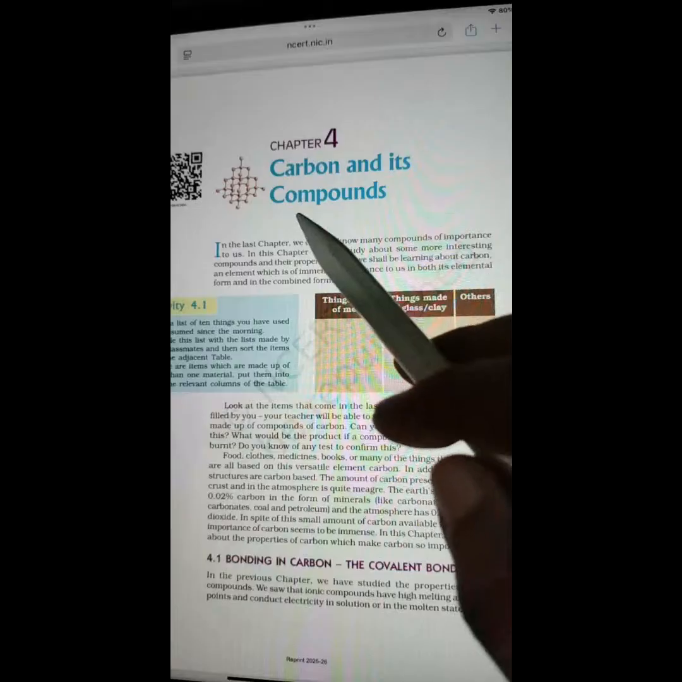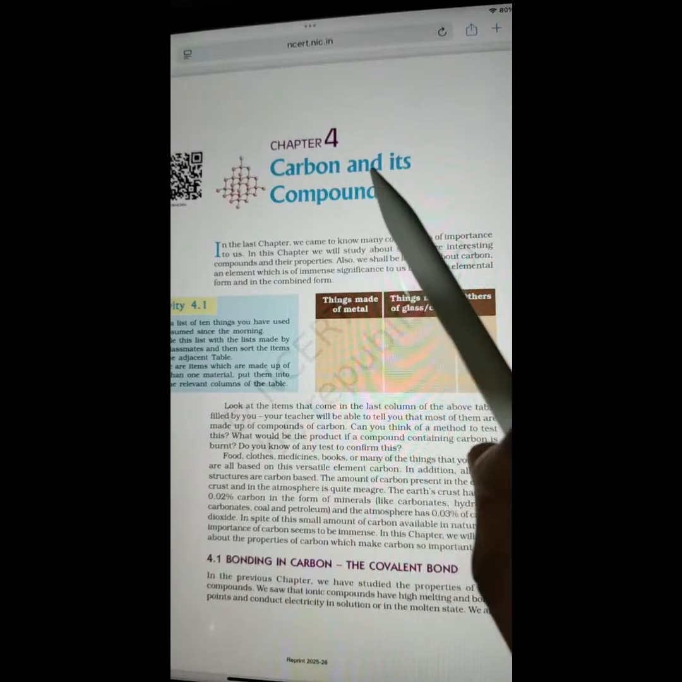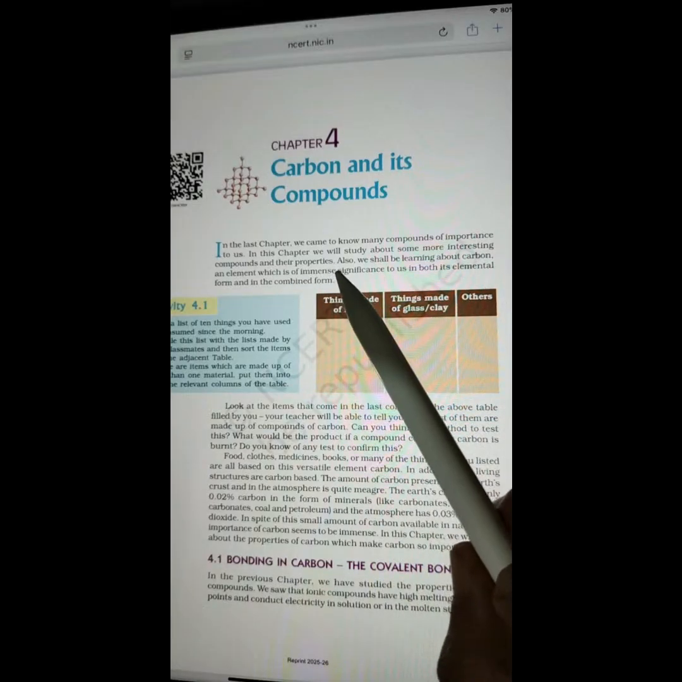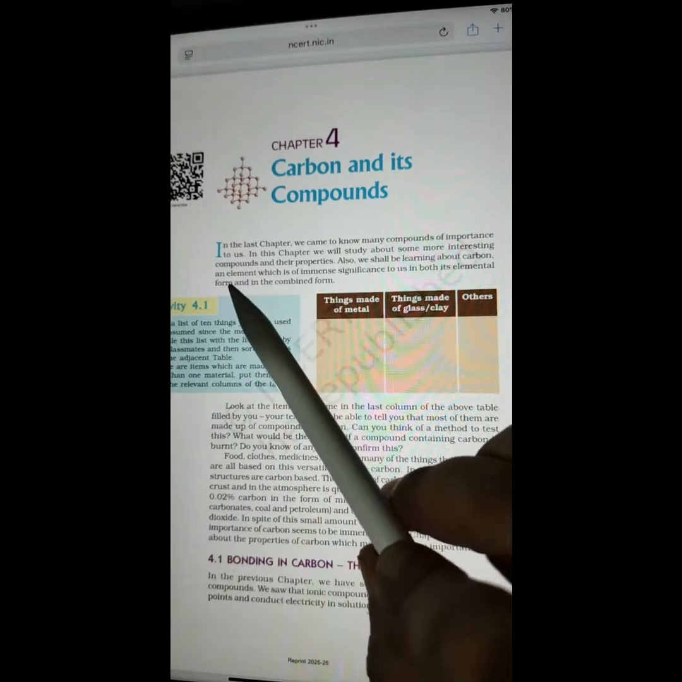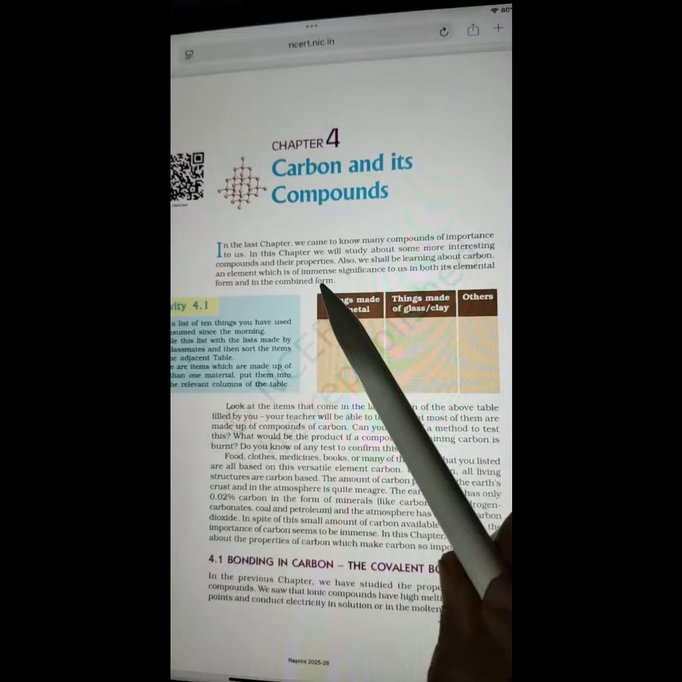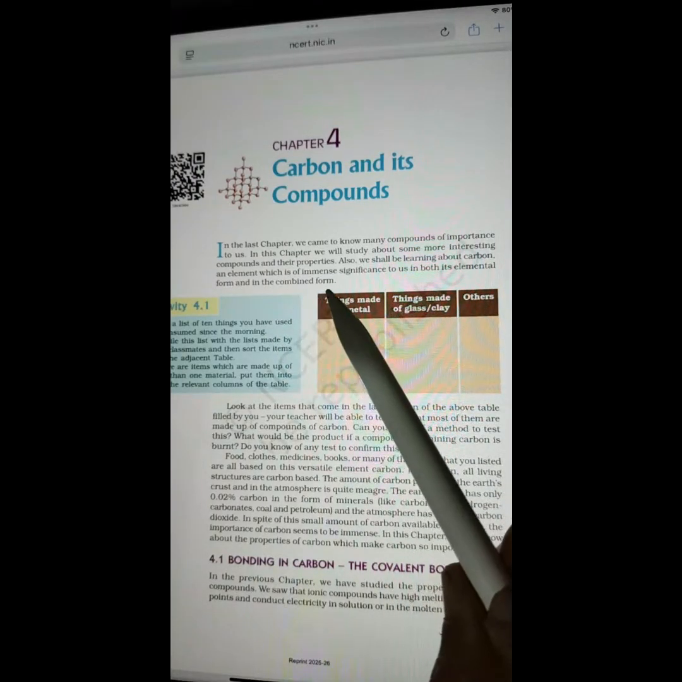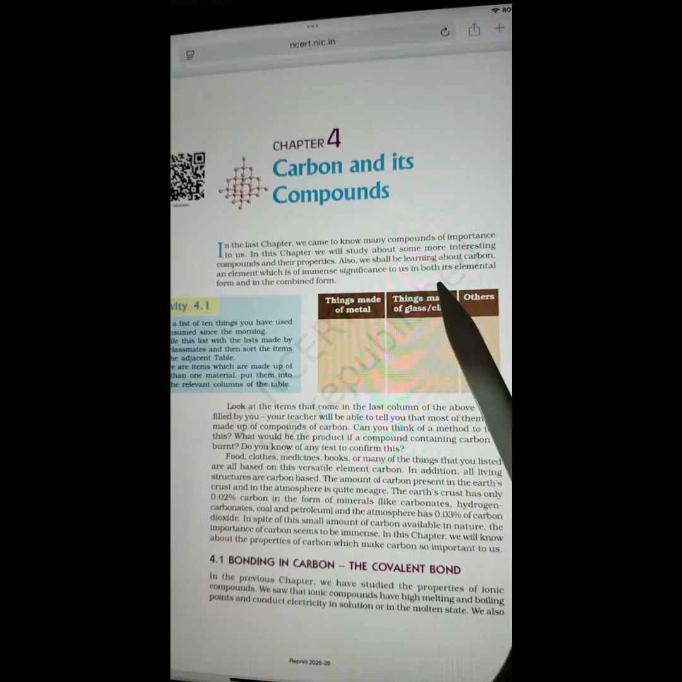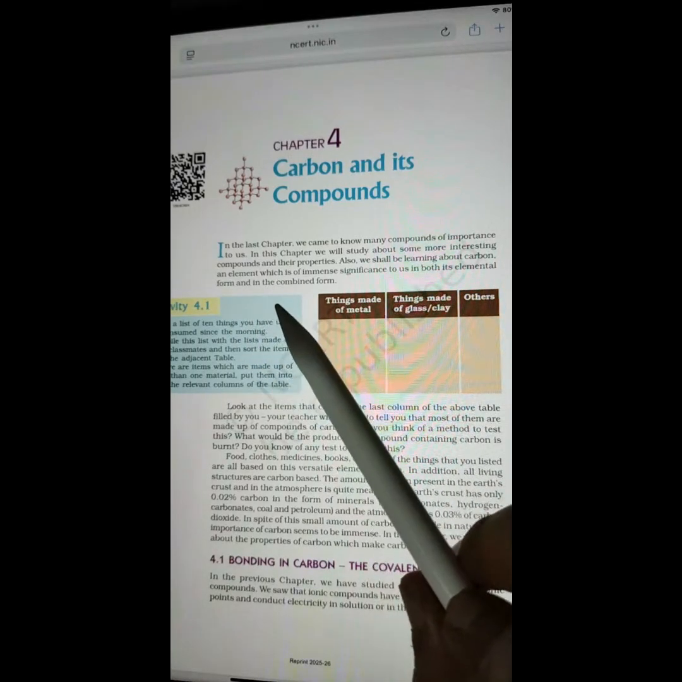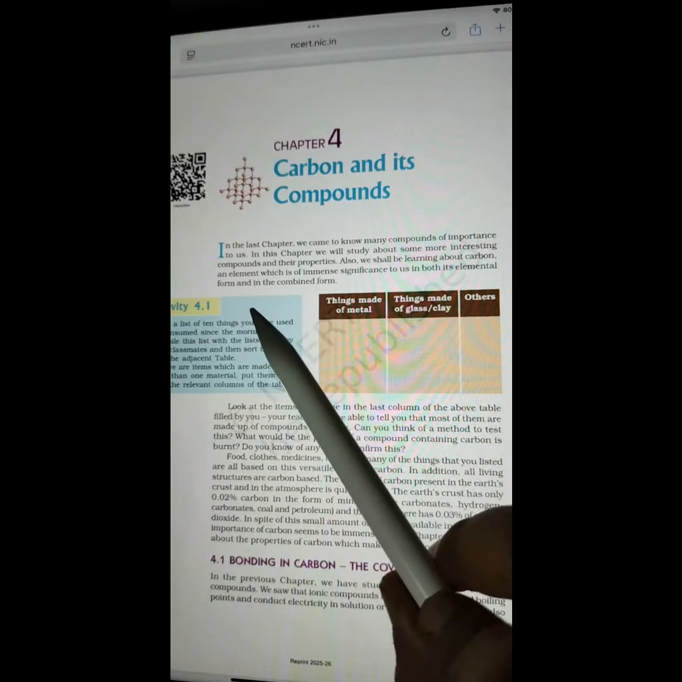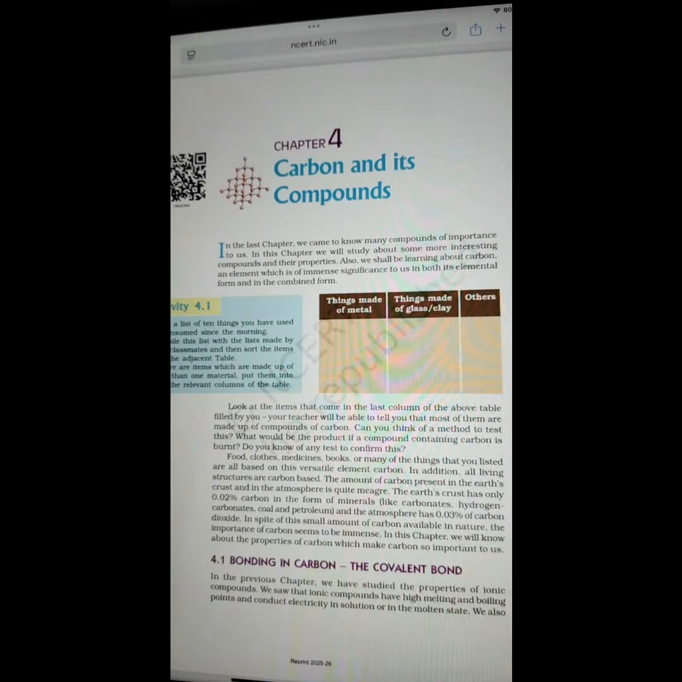So let's start with the reading of chapter 4, Carbon and its Compounds. In the last chapter, we came to know many compounds of importance to us. In this chapter, we will study some more interesting compounds and their properties. Also, we shall be learning about carbon, an element which is of immense significance to us in both its elemental form and in the combined form.